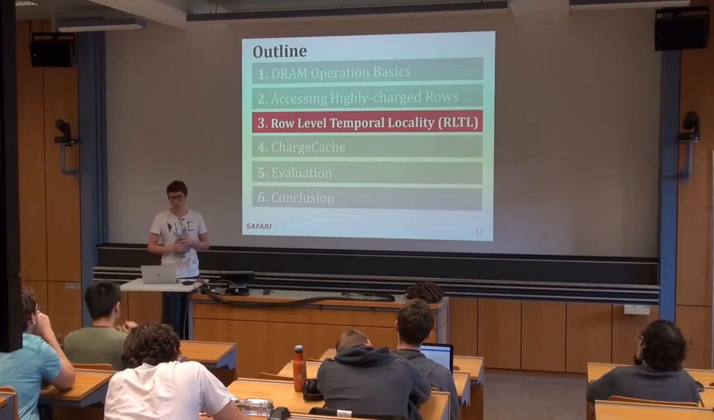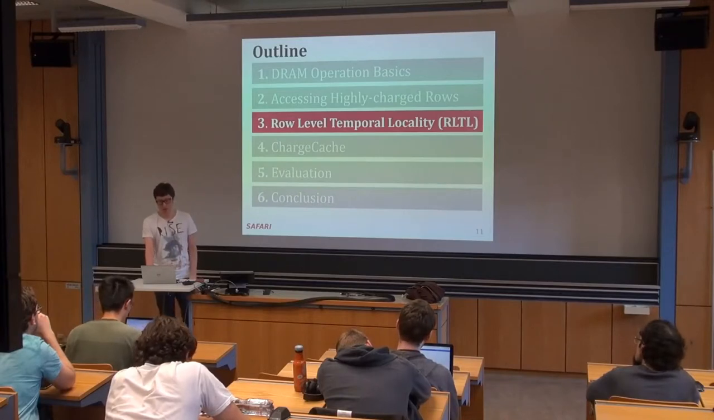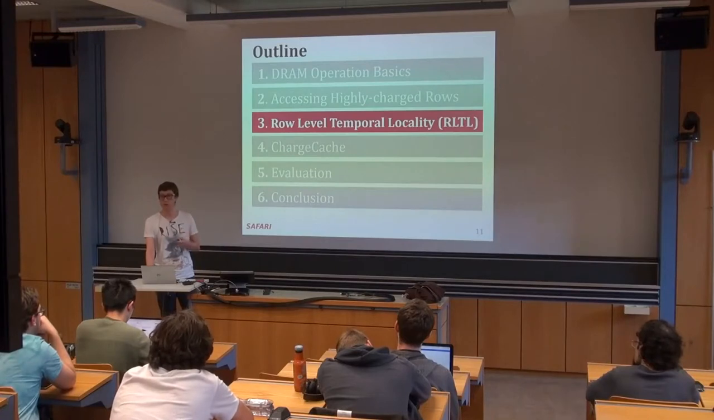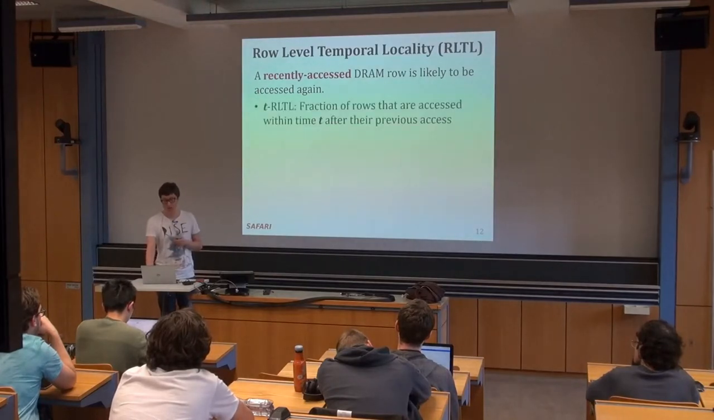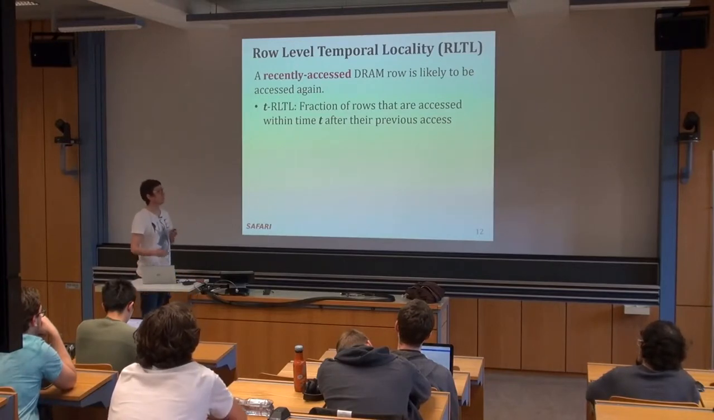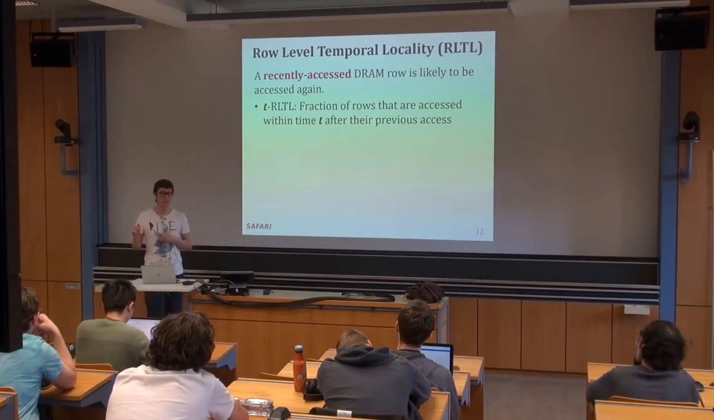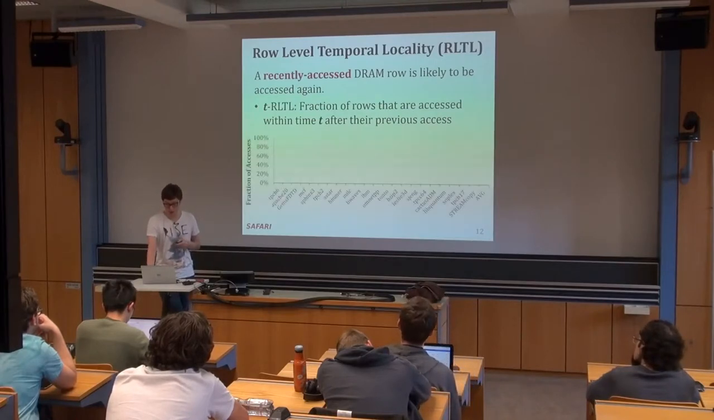We make some observations based on a wide range of applications that we analyze, and we find that they have very high row-level temporal locality, meaning that they access a very small subset of rows continuously for some time window. So a recently accessed row is likely to be accessed again. And we developed this metric that we call RLTL, which shows the fraction of rows that are accessed within a T millisecond time window.